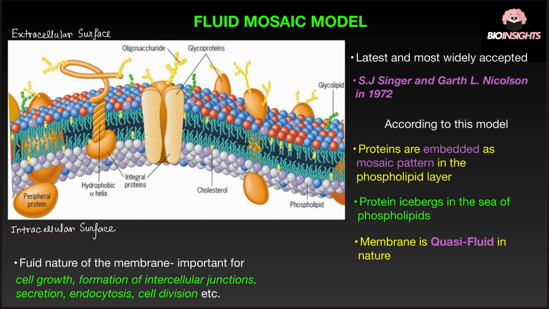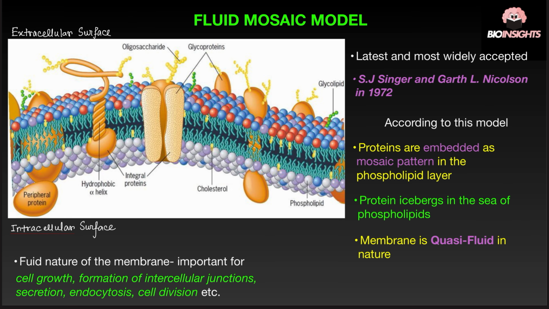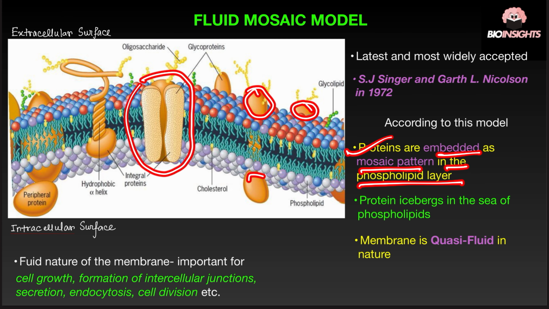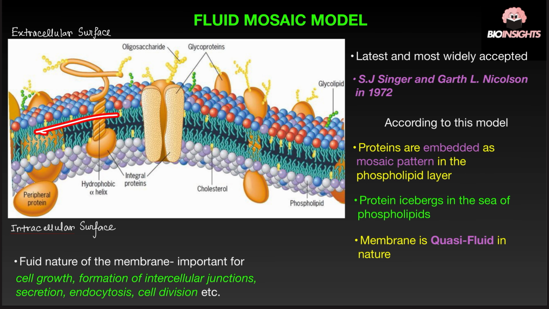This model was proposed by S. J. Singer and Garth L. Nicholson in the year 1972. This is the latest and most widely accepted one. According to this model, the proteins are embedded as mosaic patterns in the phospholipid layer. These are the protein molecules, embedded in the mosaic pattern in the phospholipid bilayer.